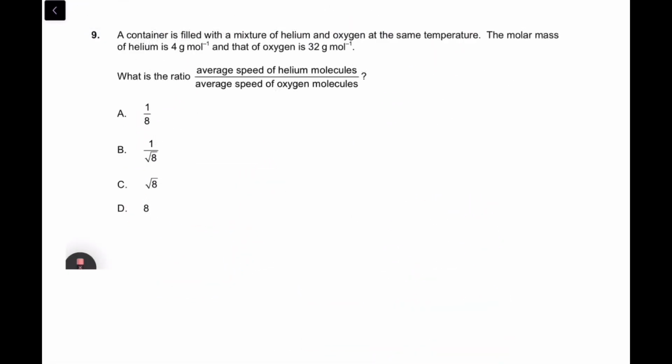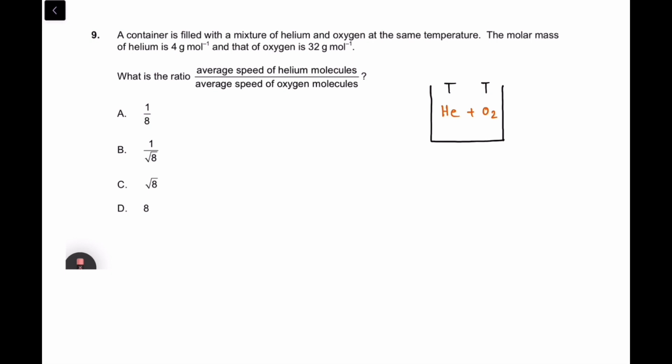So proceeding on to the next question, we have a container filled with a mixture of helium gas and oxygen gas at the same temperature, right? So this is the container in which we have helium gas and oxygen gas put together at the same temperature T. Helium gas is put in the container at temperature T, and oxygen gas is also put in the container at temperature T, right?